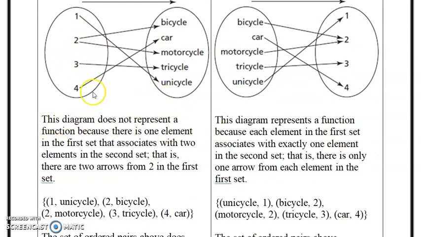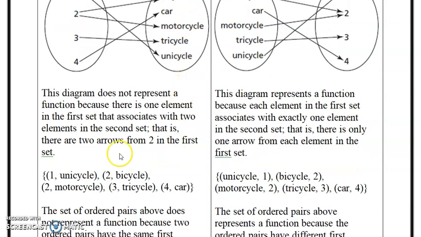This first diagram does not represent a function because there is one element in the first set that associates with 2 elements in the second. That is, there are 2 arrows from 2 in the first set. So for every value of x, there's only one value of y, and that's not true because the bicycle and the motorcycle both have 2 wheels. So 1 unicycle, 2 bicycle, 2 motorcycle. This is what's causing this not to be a function.